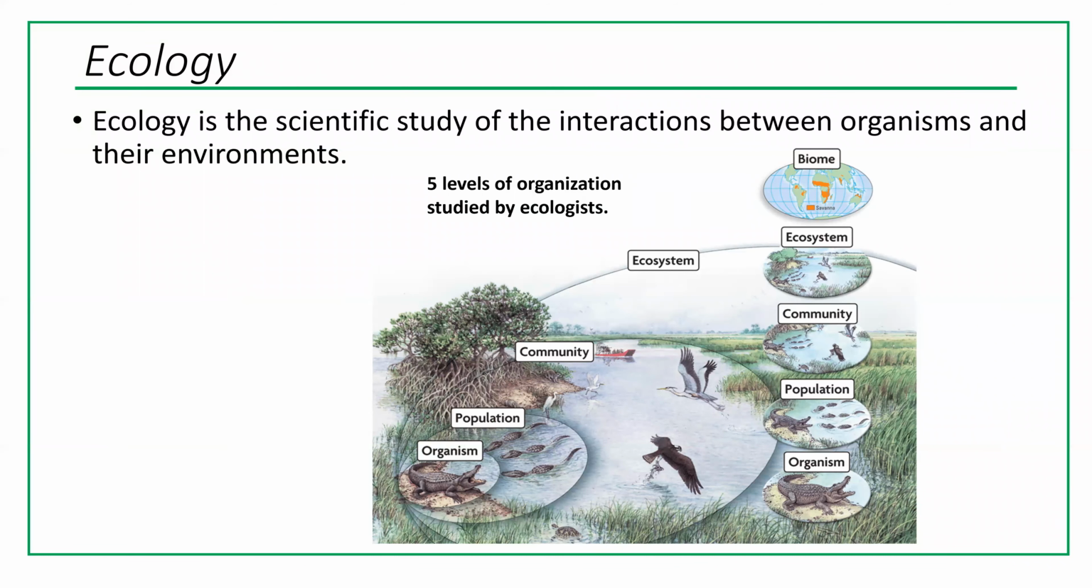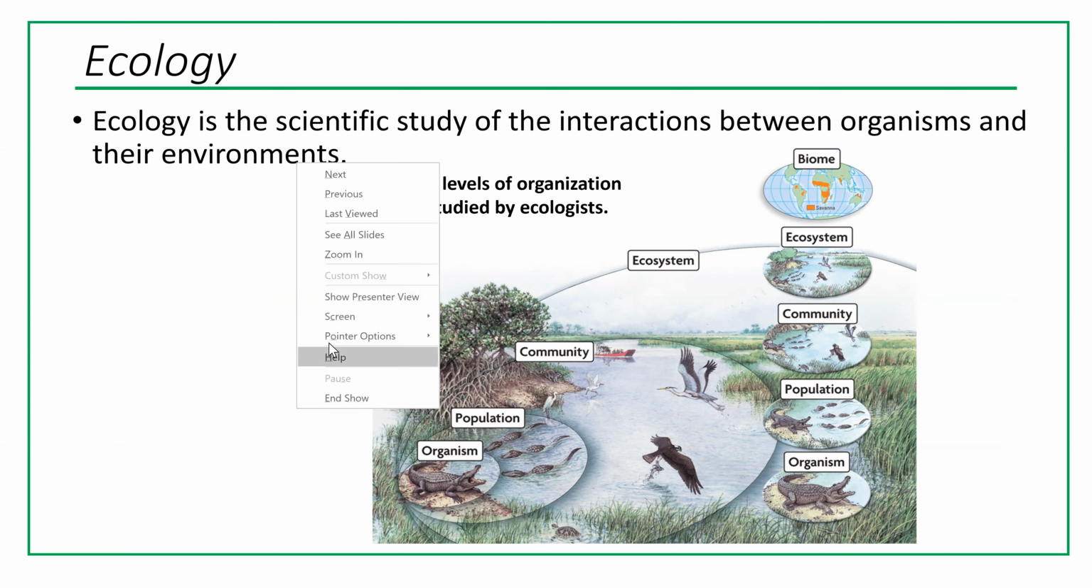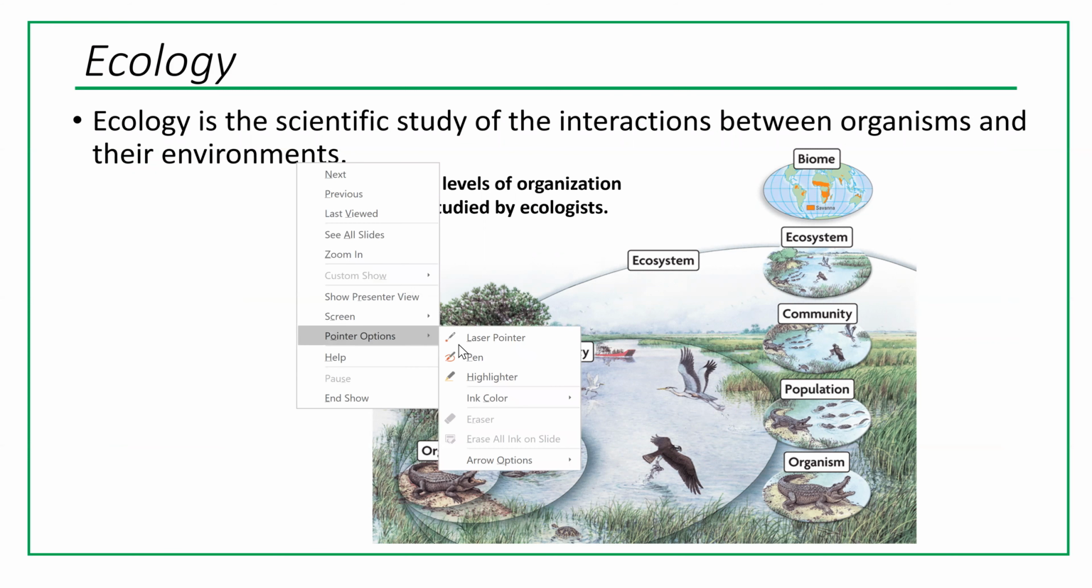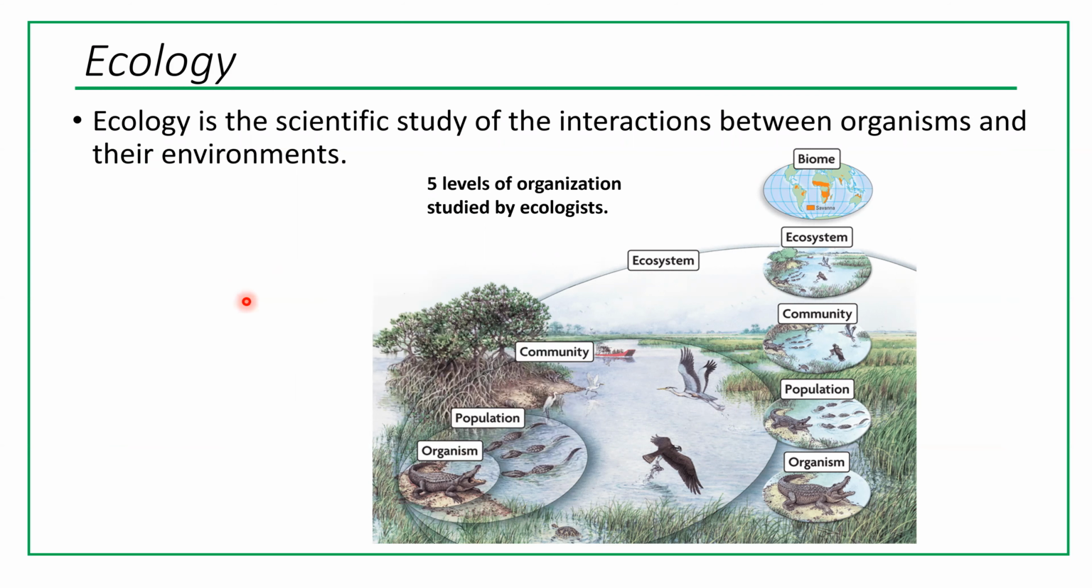So ecology is the scientific study of the interactions between organisms and their environment. So you can immediately see that it's a very dynamic branch of biology, right? Dynamic means we not only study different populations or different communities, we study them when they are interacting with each other and with the environment.